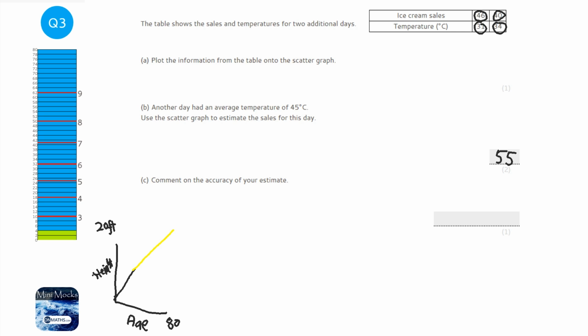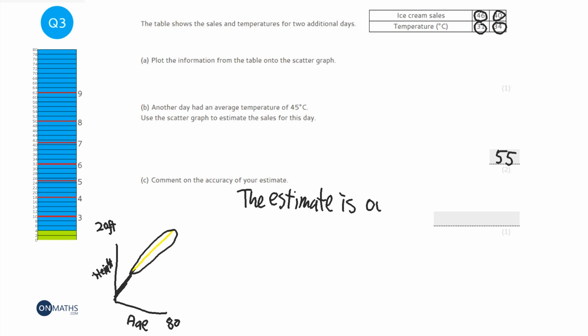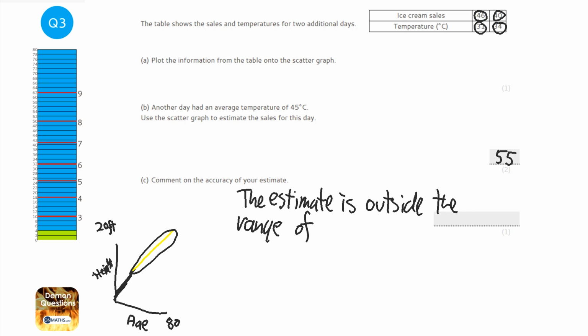It's because we're quite confident with down here because we've got data for that, but we're not very confident with this bit here. We don't know whether the trend continues. Now with ice cream sales, if it's ridiculously hot, no one's going to leave their house. They're all going to be sitting inside with their air conditioning or sitting in their car with their air conditioning. So we know it probably won't continue. So if you just say that the estimate is outside the range of the data, and if you want to really impress the examiner, then you can use the word extrapolated. It's been extrapolated.